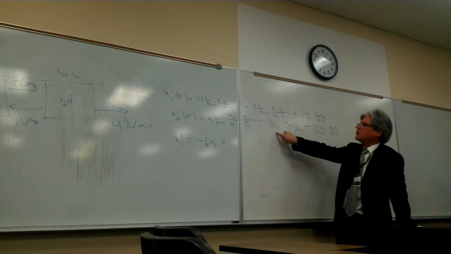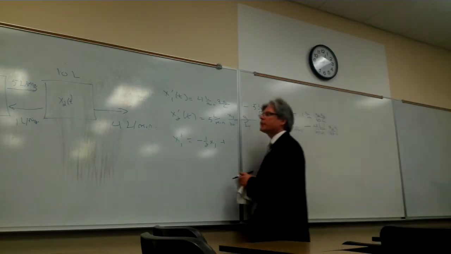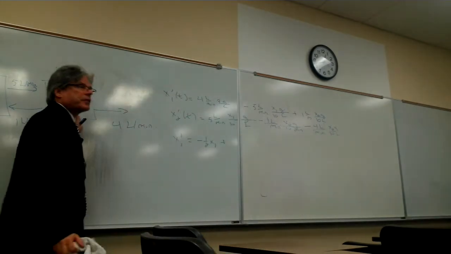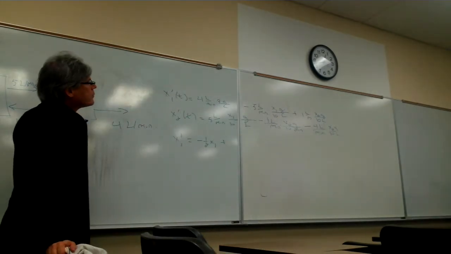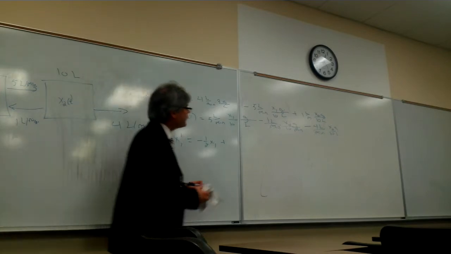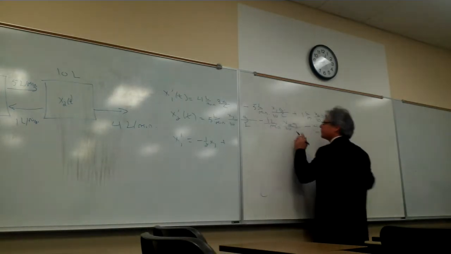How did you get the grams over minutes? Because I think x2 is the number of grams of pollutant in tank 2 at time t. Should be over, is that 10 liters? Oh, my apologies, that is 10 liters, yes. Sorry, I'll put it back.